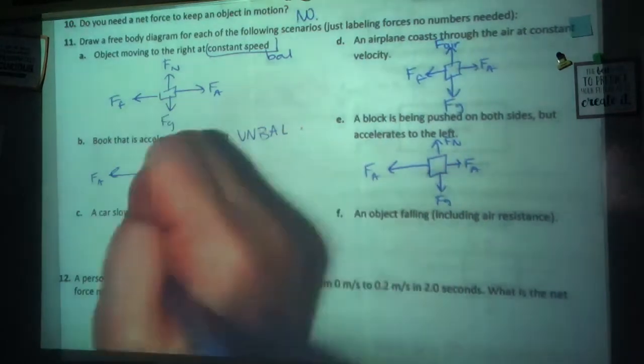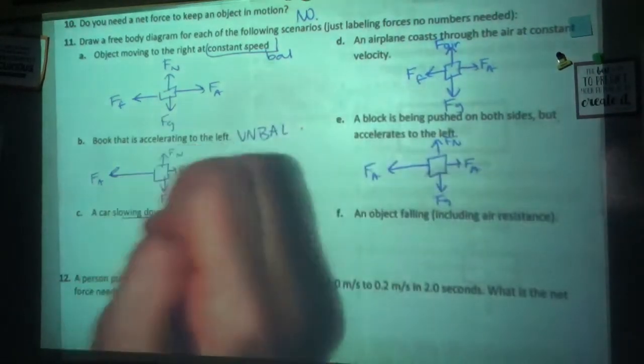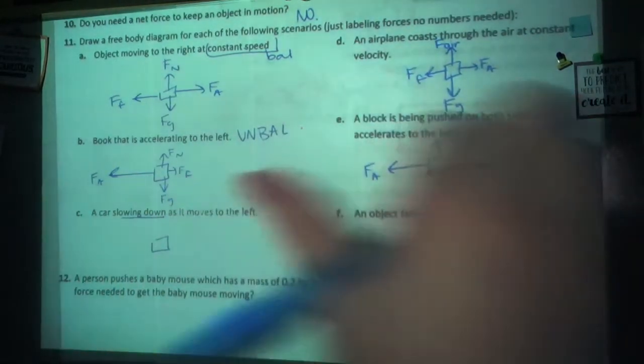This one is moving to the left as it slows down as it moves. So if it's moving to the left but slowing down, that means there's a force against it or a net force to the right. This would be unbalanced. And it's probably the friction force making it slow down, and then gravity and normal would balance up and down.